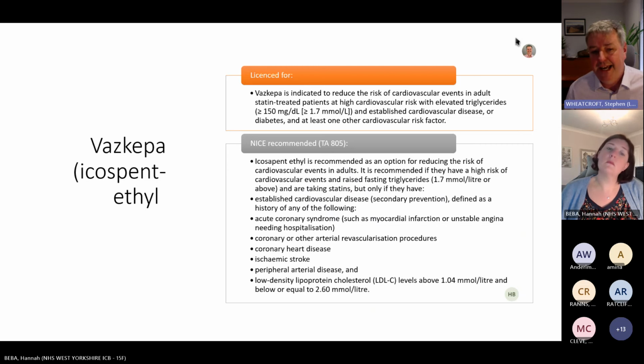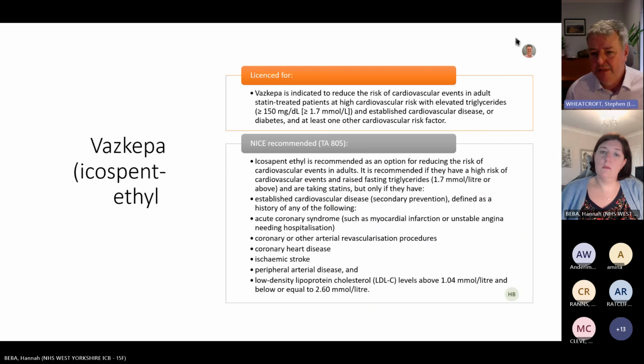So this is a very highly purified form of omega-3 fatty acids, and it was shown in clinical trial, we'll show you the data in a moment, to have significant reduction in cardiovascular events in patients with CVD or at high risk of CVD. So the licensing is at the top there, so it's basically in patients with high cardiovascular risk and triglycerides above 1.7 millimoles per litre.